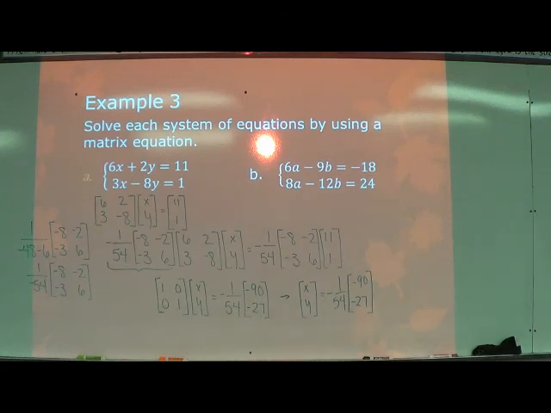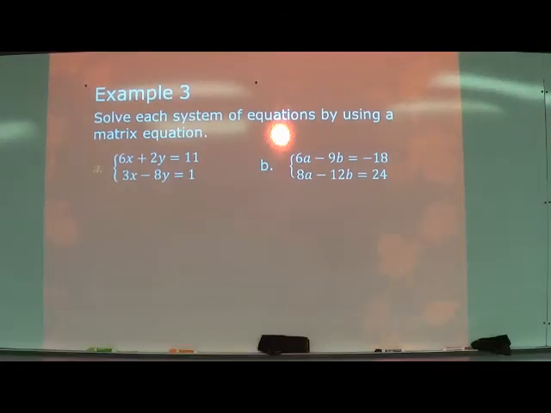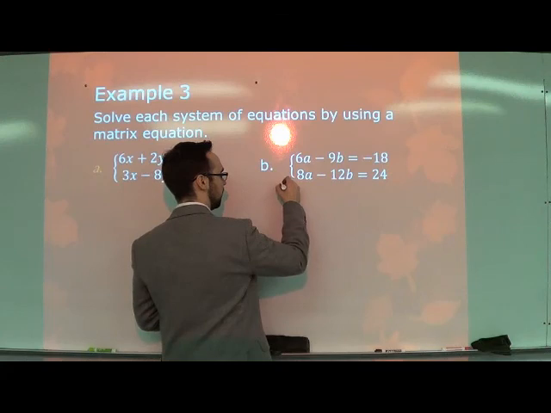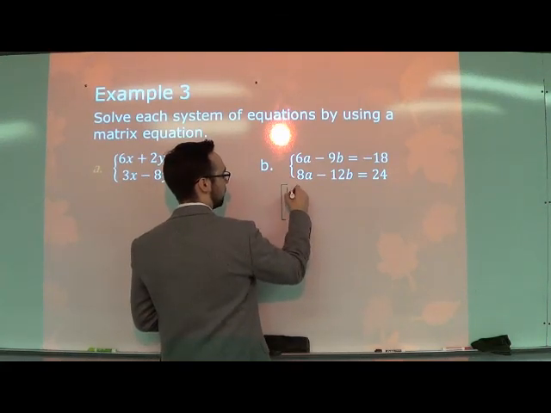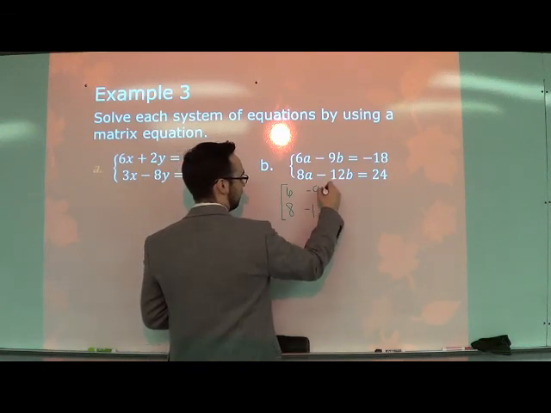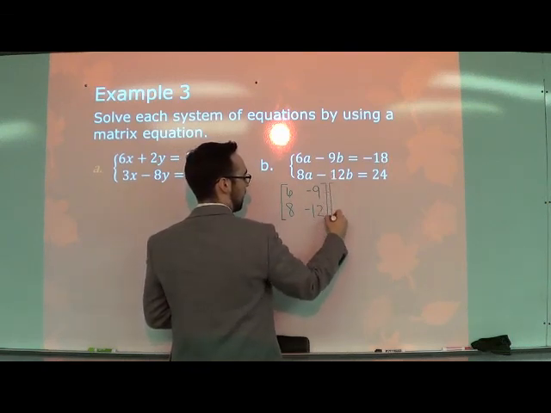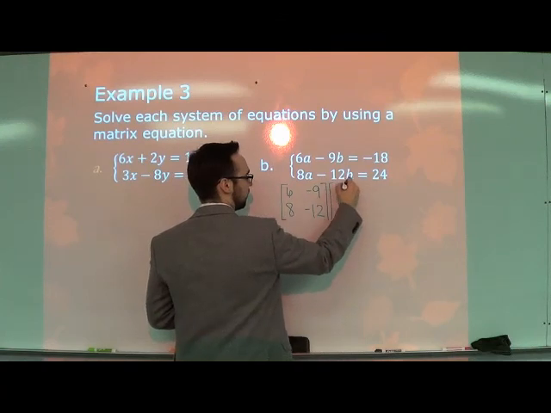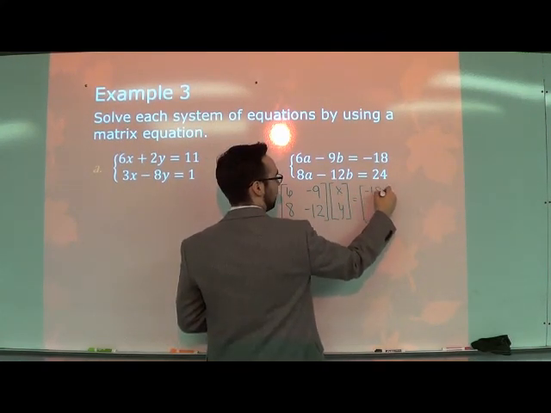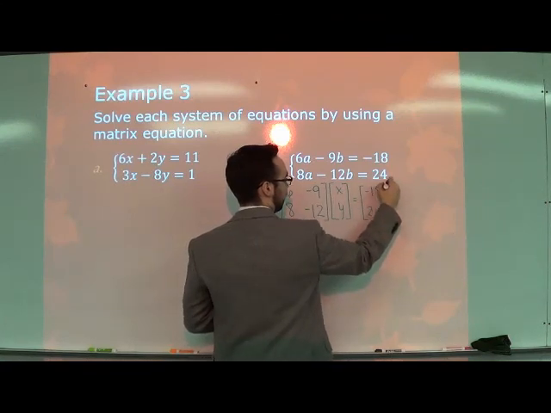Now we're going to go ahead and move on to part B. For part B, we want to first start by writing our matrix. So we're going to have 6, negative 9, 8, negative 12. Then we have our variables, x and y, is equal to, and then we'll have negative 18 and 24.